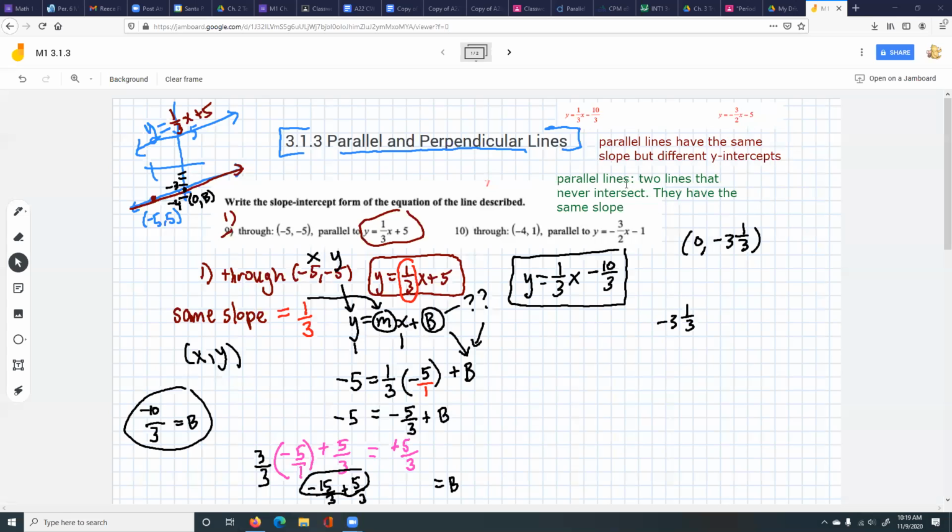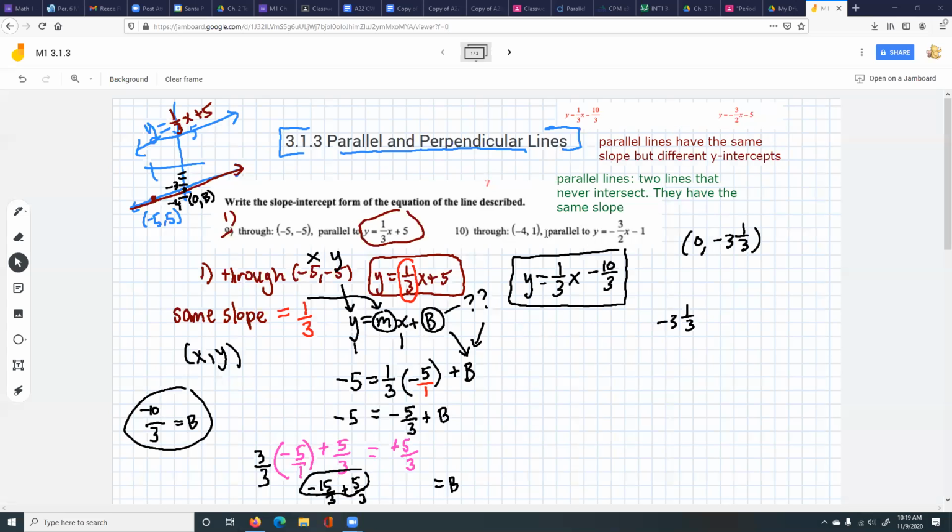So parallel lines have the same slope. They never intersect. They go the same direction. And they have the same slope, but different y-intercepts. So the y-intercept of this line is -3 1/3, and the y-intercept of this line up here is 5. Okay, so that is how you find an equation of a line. You know it passes through a certain point and it's parallel to this line.